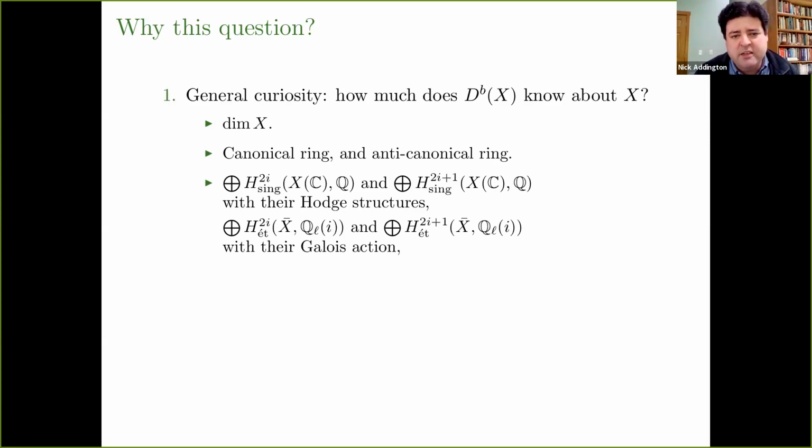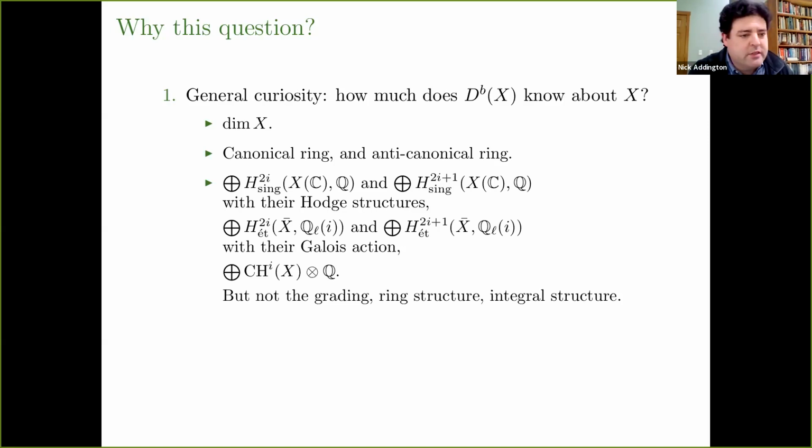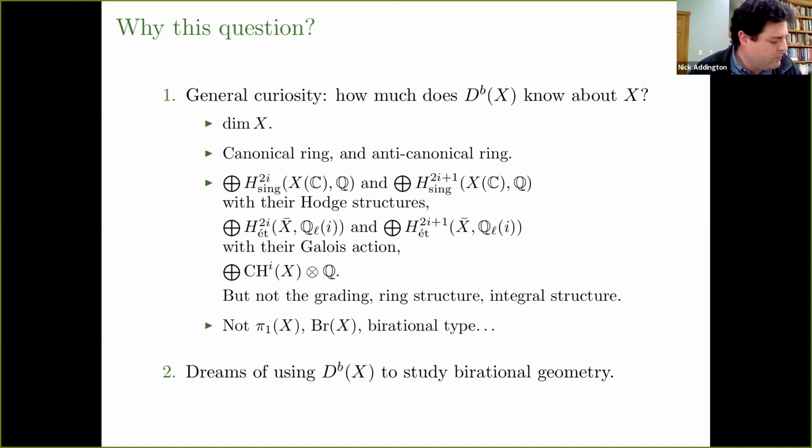It knows the even and odd étale cohomology with their Galois actions. It knows the rational Chow groups when you put them all together, but it doesn't know the grading. It doesn't know the ring structure. It doesn't know the integral structure. Well, it knows a different integral structure, the one coming from K-theory, but it doesn't know your favorite one. It doesn't know the fundamental group, the Brauer group, the birational type. And when I say it doesn't know, I mean we have examples of derived equivalences between varieties where those invariants are different.